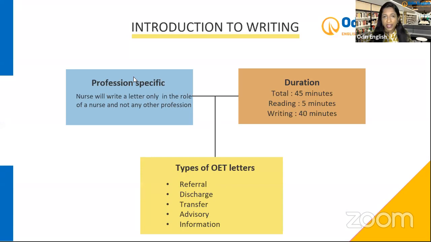Then let's have a look at the different types of letters that are seen in OET. So these are referral letters, discharge letters, transfer letters, advisory and information letters.